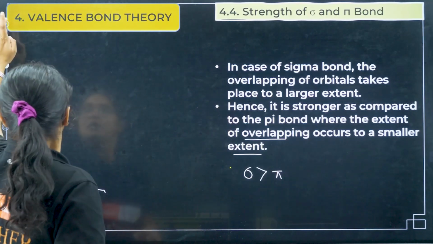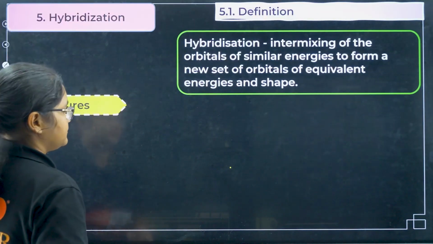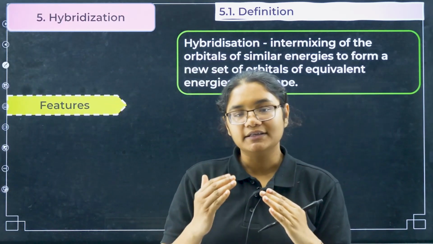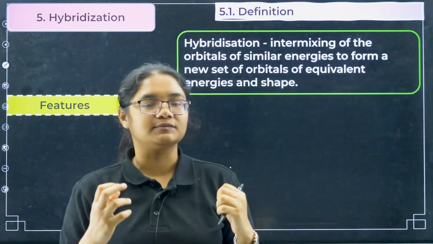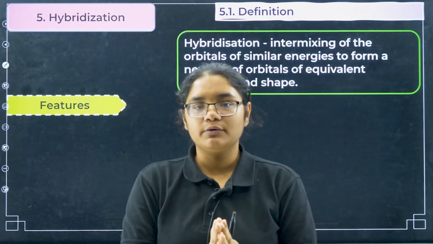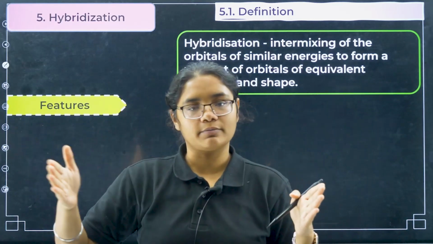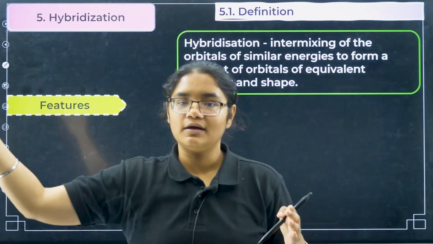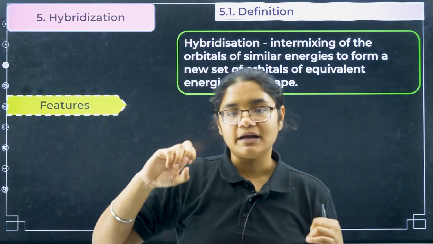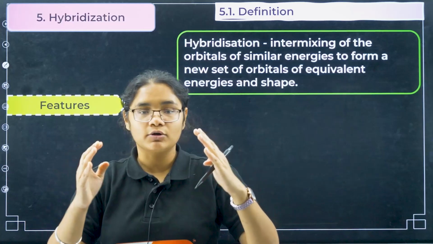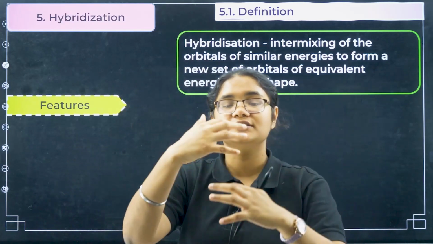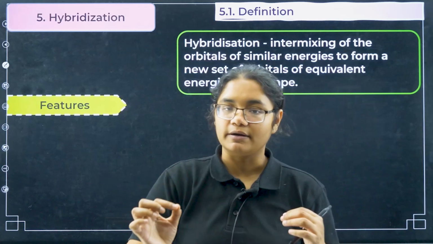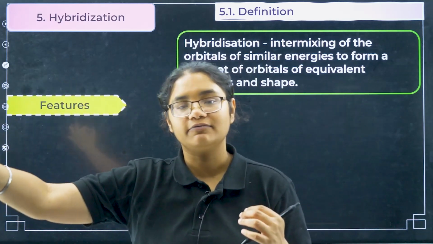Next, hybridization. So what is hybridization? Hybridization is a little bit of an extension of valence bond theory. Valence bond theory was saying that the valence orbitals directly form bonds with the atoms. Now hybridization says that the valence orbitals of an atom first undergo mixing and form hybrid orbitals. Now these hybrid orbitals overlap with the orbitals of the other element.